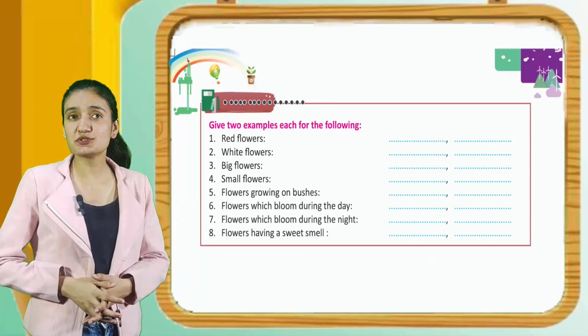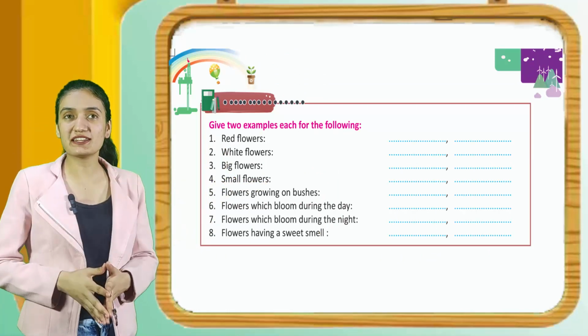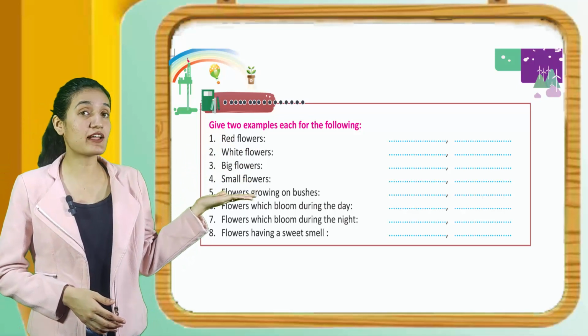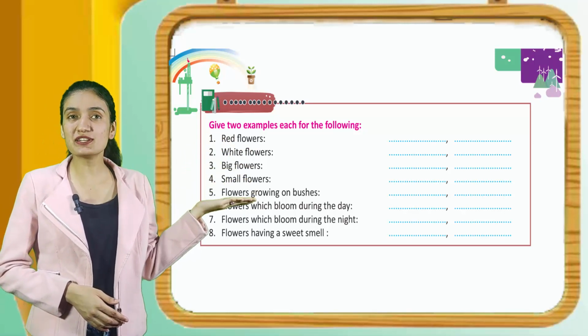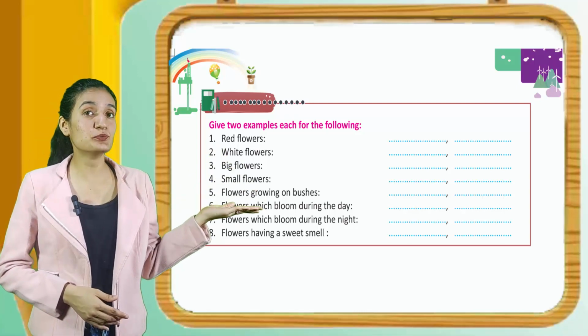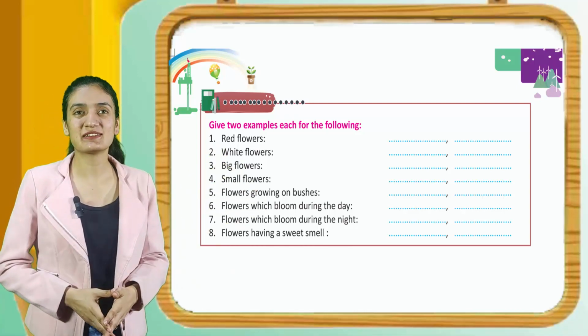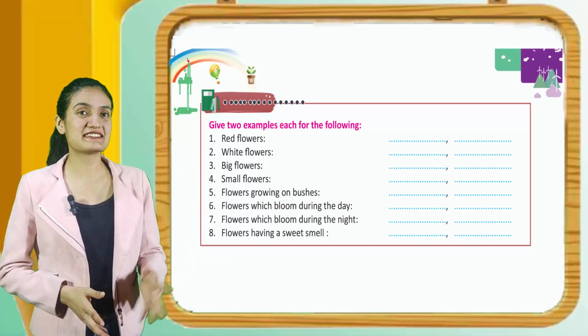Now we have an activity to do. Give two examples each for the following. Red flowers, white flowers, big flowers, small flowers. Flowers that grow on bushes. Flowers which bloom during the day. Flowers which bloom during the night. Flowers having a sweet smell. So students, you have to give two examples of these.